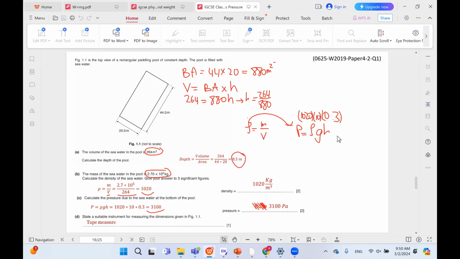State a suitable instrument for measuring the dimensions given in figure 1.1. So you cannot say ruler, of course, because you cannot measure 44 meters with a ruler. So how can you measure a long distance? You use what we call a tape measure. And by long distance, I mean from 1 to 100 meters, for example. So anything within that range is measured using a tape measure.